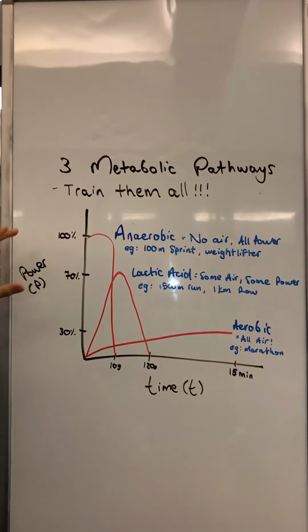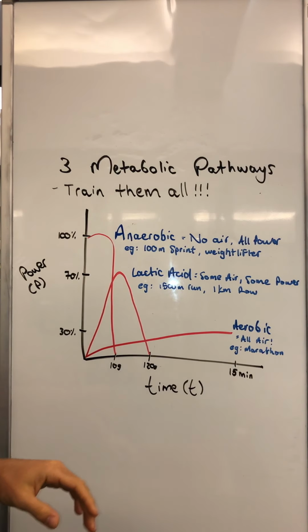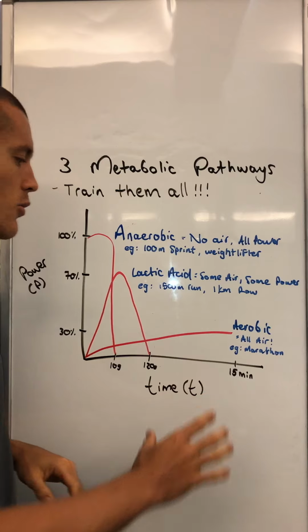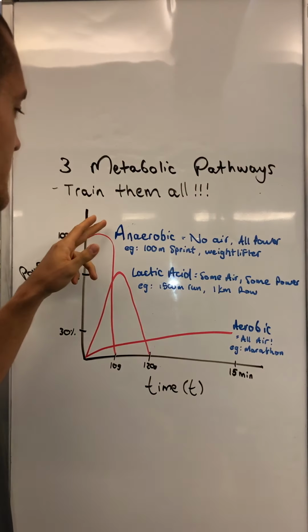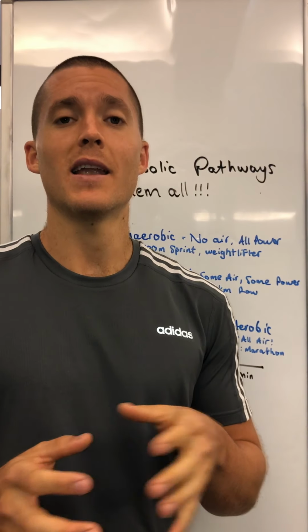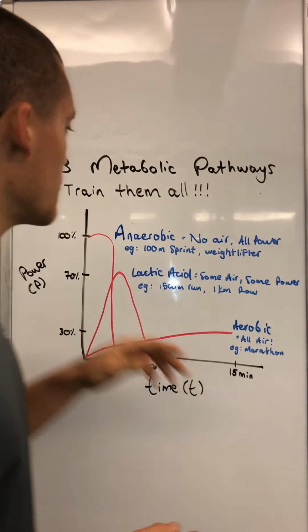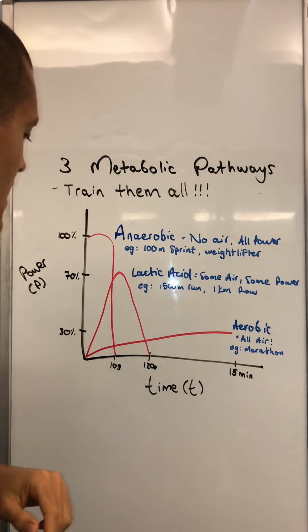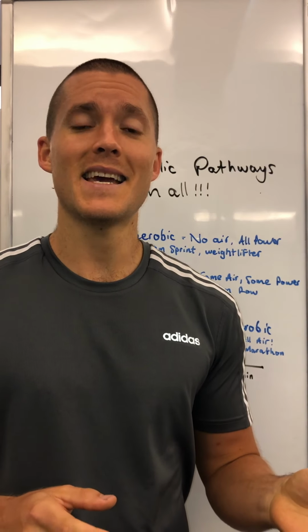So if you'd excuse my artwork, we have power on the x-axis and time on the y-axis. And the first thing we look at is anaerobic capacity. And guys, I'm just trying to put this into layperson's terms and not use all the scientific terms. But anaerobic capacity is where we're giving 100% effort, and that can only last for, let's say, 10 seconds.